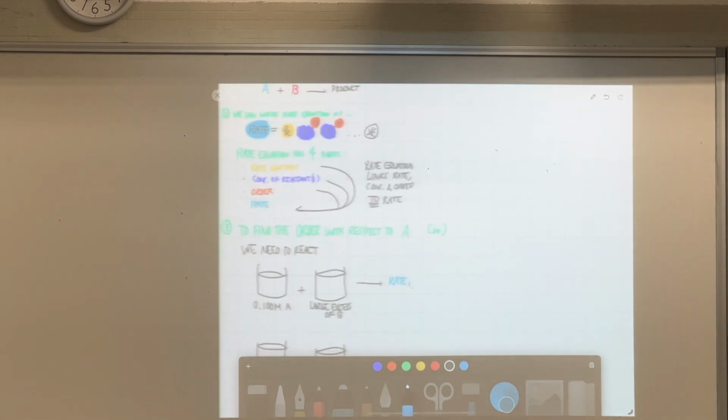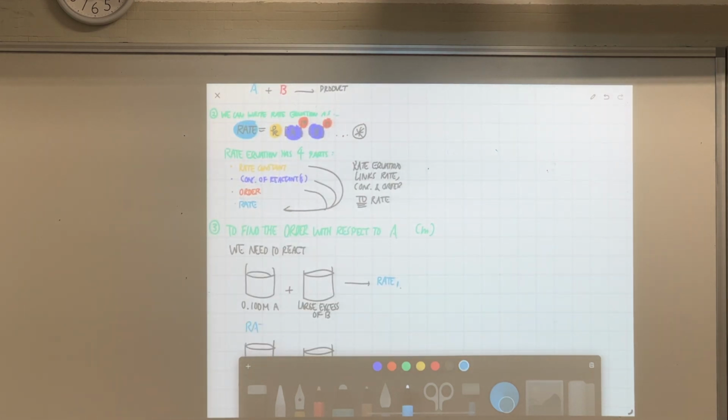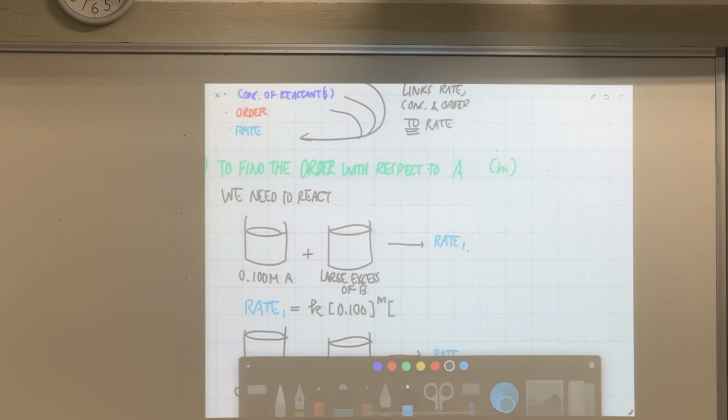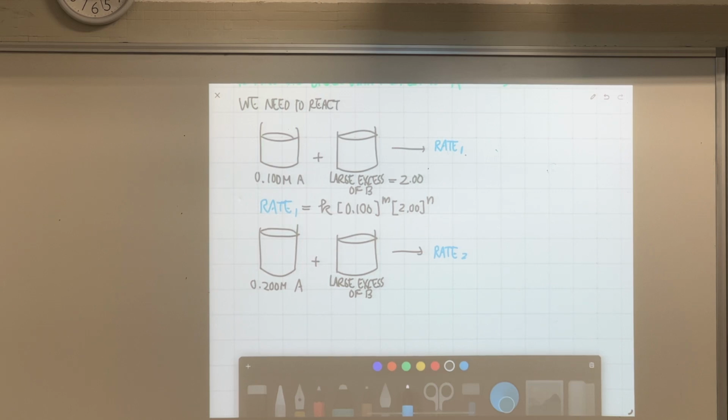For the first experiment, it will be rate 1 equals rate constant times 0.1 to the power of m, right? Yeah, because the concentration of A is 0.1 times a large excess. So large excess can be anything. Okay, maybe I'll make it 2.00. You see 2.00 is 20 times larger than 0.1. Yeah, so therefore we will do 2.00 to the power of n here. So this will give rate 1.